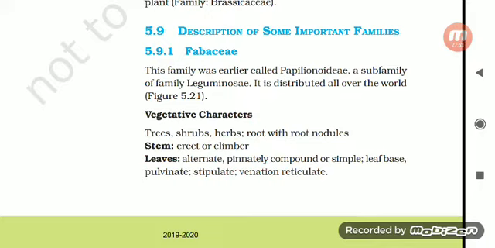5.9 Description of some important families. 5.9.1 Fabaceae. This family was earlier called Papilionaceae, a subfamily of family Leguminosae. It is distributed all over the world. Vegetative characters: trees, shrubs, herbs, roots with root nodules, stem erect or climbing, leaves alternate, pinnately compound or simple, leaf base pulvinate, stipulate, venation reticulate.